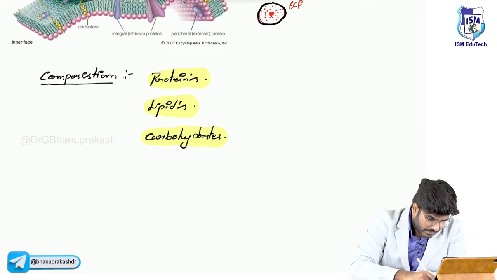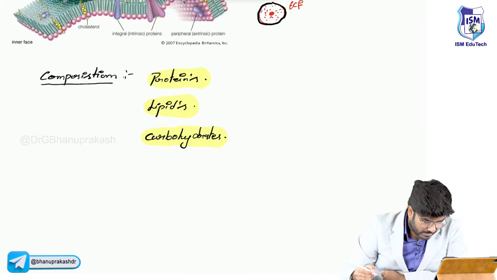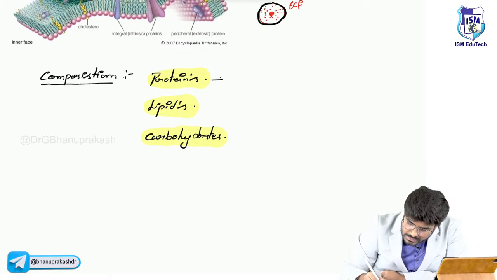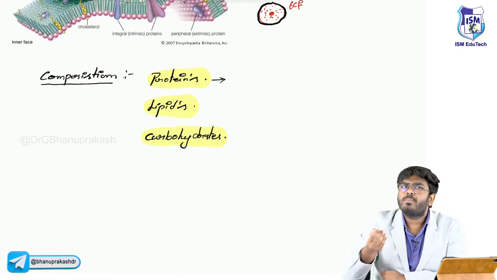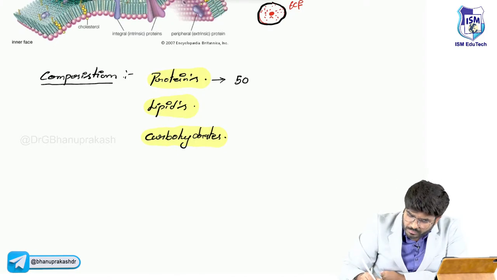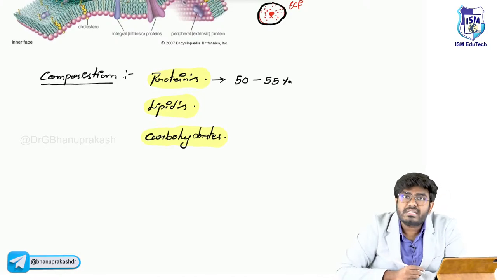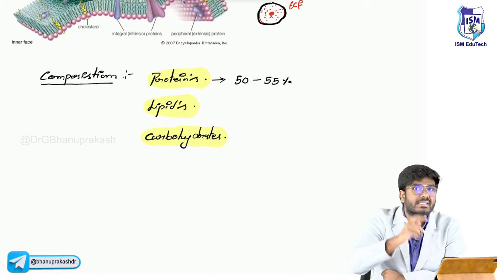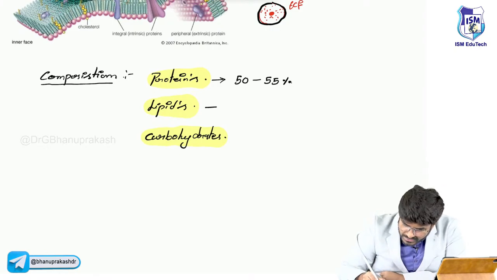Agarwal? Yes, Devendra. No, Devendra, you are not true. It's not the lipids, sir. Okay. Proteins, almost. Some books mention 50%, some books mention 55%. So, 50 to 55%. Dekho, 50 to 55% of your cell membrane is actually made up of proteins. Now, lipids, how much?